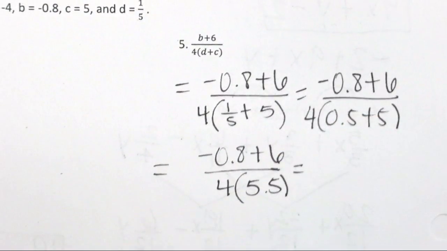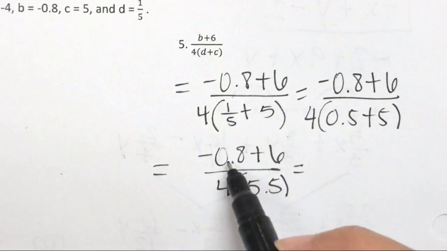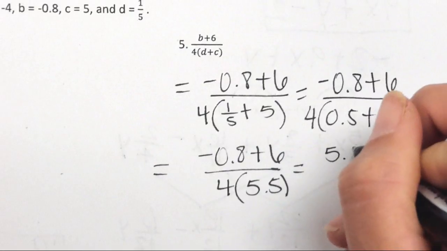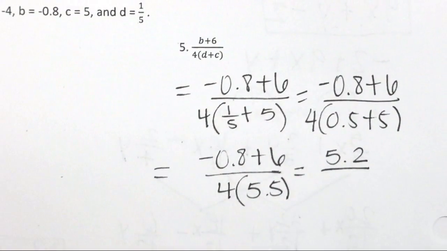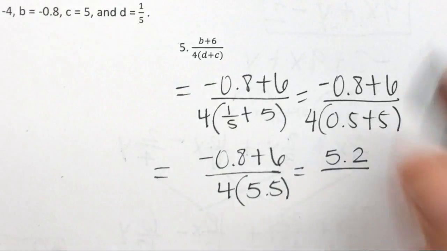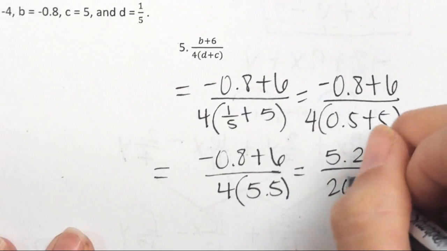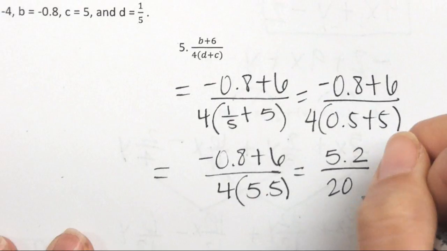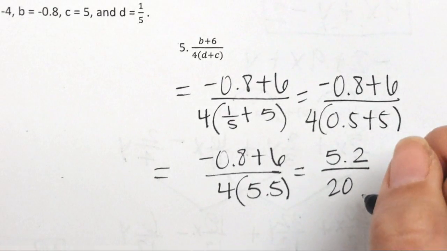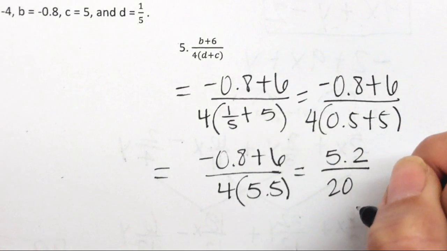So let's do the numerator first. What is negative 0.8 plus 6 going to give us? What is it? Negative 6. Thank you. Oh my gosh. And on bottom, what's 4 times 5.5 going to give us? 22. I got 22. Wait. What is 4 times 5.5? 22. Okay.